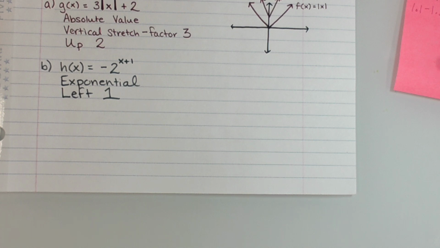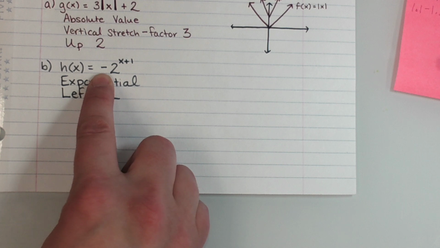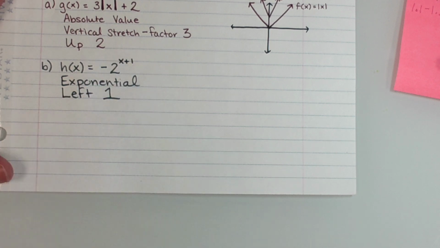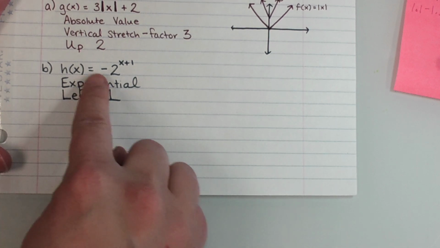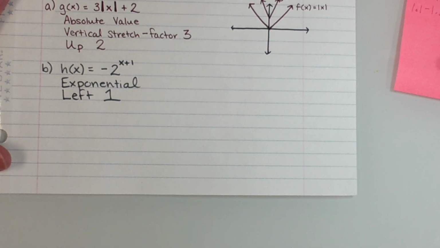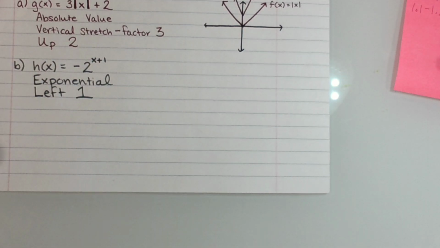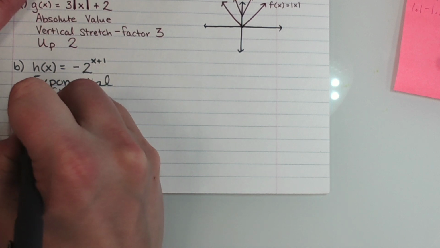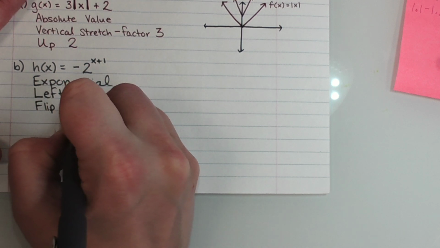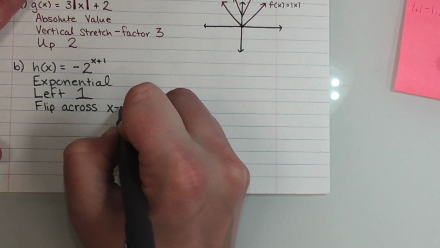Okay, the other thing that happened is I have a negative right here. A negative is a reflection, but is it across the x-axis or the y-axis? Did it happen to the entire function or just to the x? Entire function. That is x-axis flipping. Y-axis flipping is when the x itself is negative. So, flip or reflect, whichever you prefer, across x-axis.